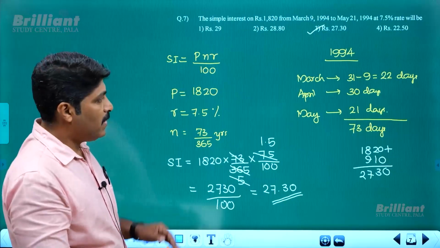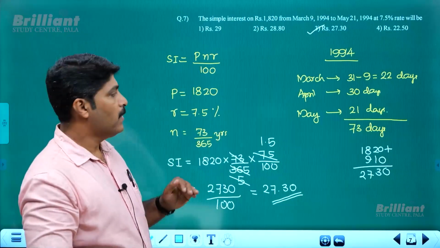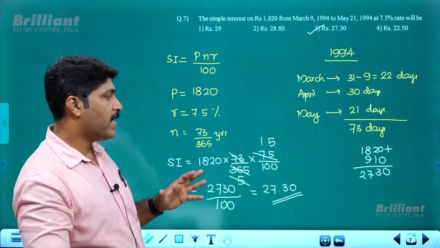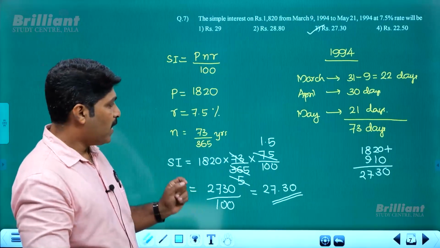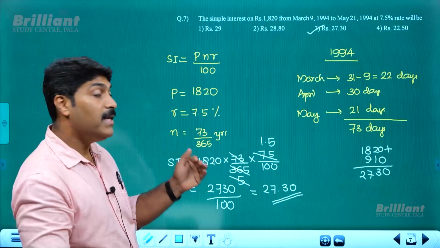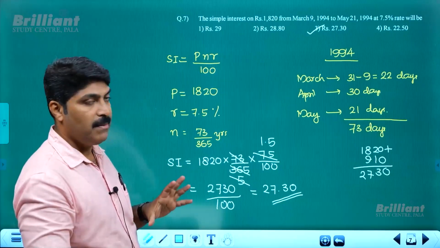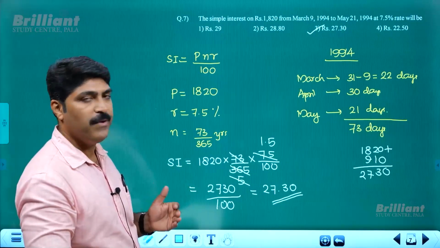So understand the method to find out the period. Here, as per the given data, we get the number of days, then we convert it into the year format. That's a very important part of this question whenever we are doing the operation.